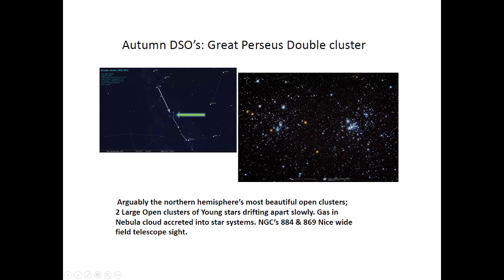Another really good open cluster is the Great Perseus Double Cluster. So oftentimes I'll use the two central stars off of the W in Cassiopeia and just go straight down with my telescope. If I'm not using a go-to telescope, I can find the Perseus Double Cluster. And it's almost, again, perfectly in line with Scheat as well, coming straight down from that.